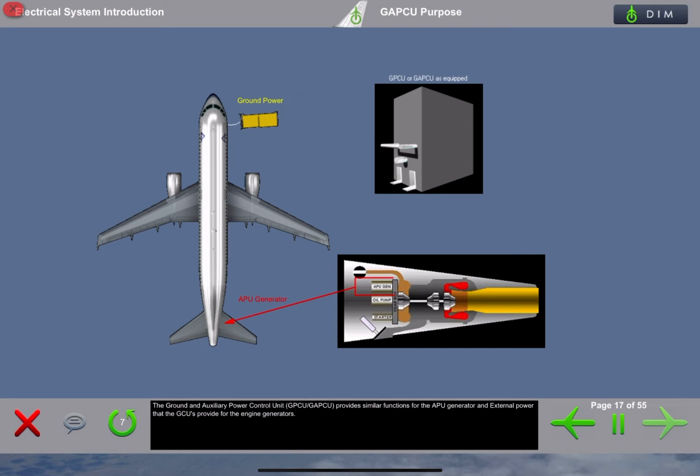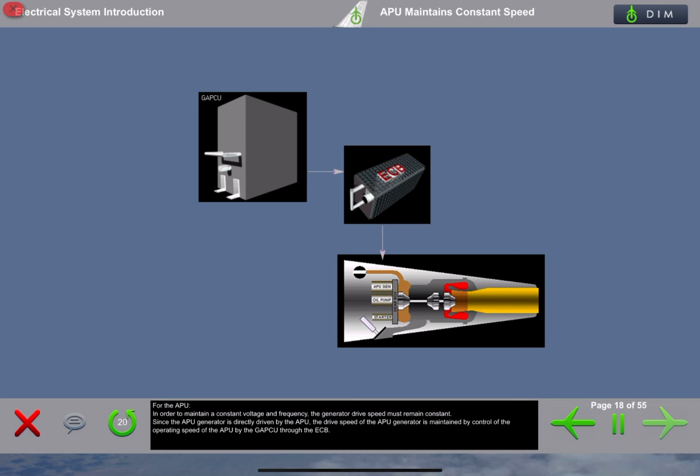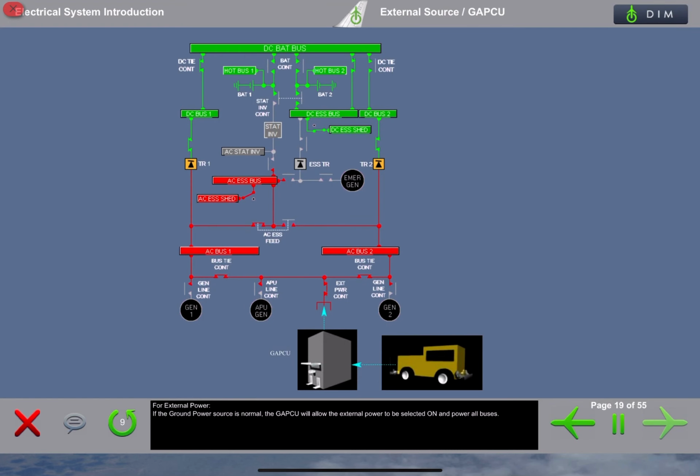The Ground and Auxiliary Power Control Unit, GAPCU, provides similar functions for the APU generator and external power, that the GCUs provide for the engine generators. For the APU, in order to maintain a constant voltage and frequency, the generator drive speed must remain constant. Since the APU generator is directly driven by the APU, the drive speed of the APU generator is maintained by control of the operating speed of the APU by the GAPCU through the ECB. For external power, if the ground power source is normal, the GAPCU will allow the external power to be selected on and power all buses.